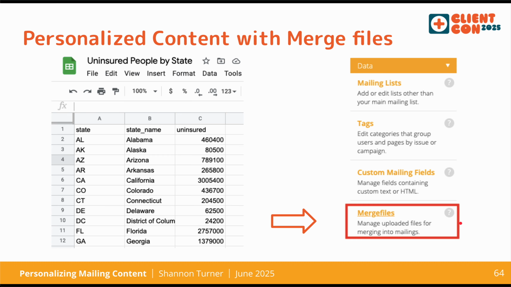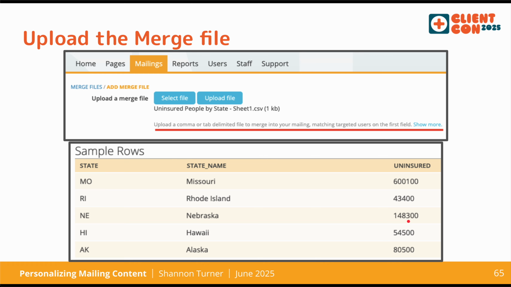So if you can come up with some type of question like this, those questions have answers that you could figure out. And those answers you can put into a spreadsheet. And then you can upload that spreadsheet into ActionKit and use it to personalize your mailings. So here's an example spreadsheet of how many people don't have health insurance in each state. If I download that as a comma-separated values file, I can then upload it into ActionKit.